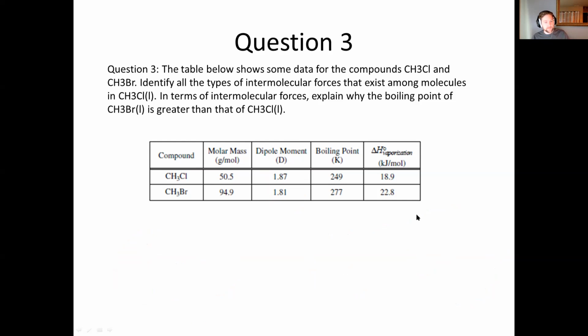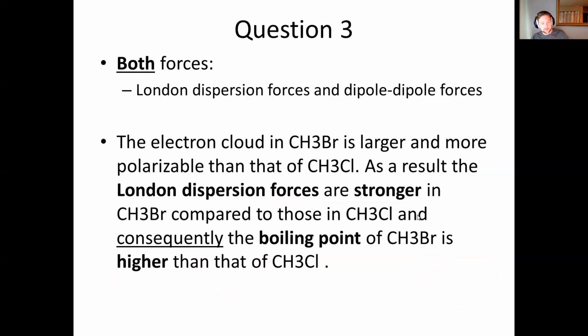But as we see, the more significant factor is how many electrons bromine has compared to chlorine, which affects London dispersion forces. So we can justify that the higher boiling point in the bromine molecule is due to the stronger London dispersion forces. And those London dispersion forces are a result of bromine being a larger atom, having more electrons, and a greater polarization of those electrons.